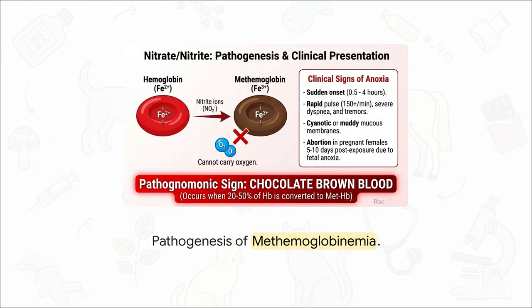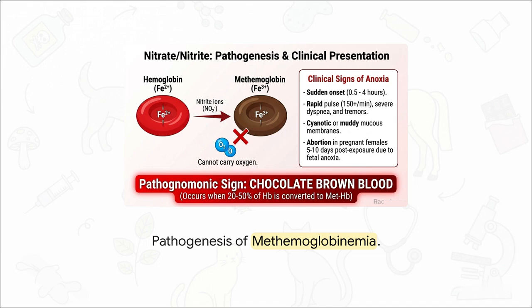Once that toxic nitrite floods the bloodstream, it converts standard hemoglobin, which has its normal ferrous or Fe2+ iron, into methemoglobin, which features ferric or Fe3+ iron. And methemoglobin simply cannot carry oxygen. This leads to severe clinical signs of anoxia within a half hour to 4 hours. We're talking a rapid pulse over 150, severe dyspnea, tremors, cyanotic or muddy mucous membranes, and even abortion in pregnant females about 5 to 10 days post-exposure because of fetal anoxia.